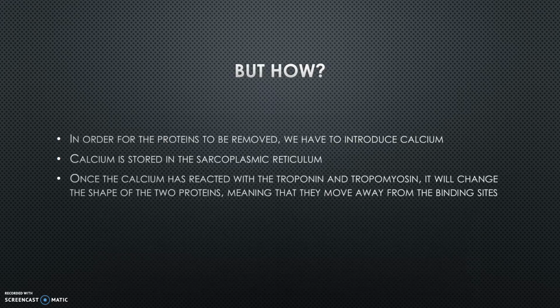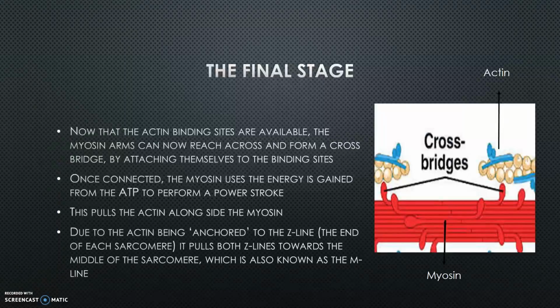But the question is, how do we move them? And the answer to this is we actually introduce calcium, and calcium is stored in the sarcoplasmic reticulum. And what we can do is we can react the calcium with these two proteins, and what it does is it makes them change shape and ultimately moves them away from the actin binding sites. So the two proteins are now ready. The actin binding sites are not covered, and the myosin arms have got the energy to connect.